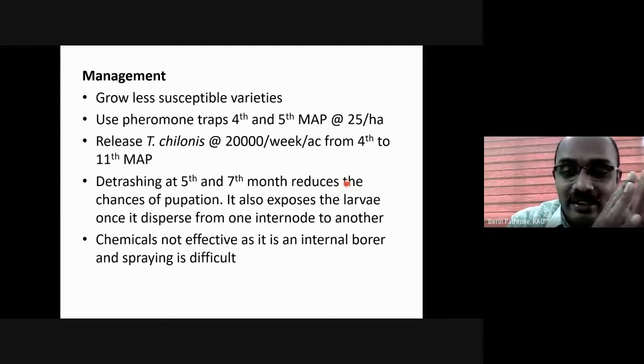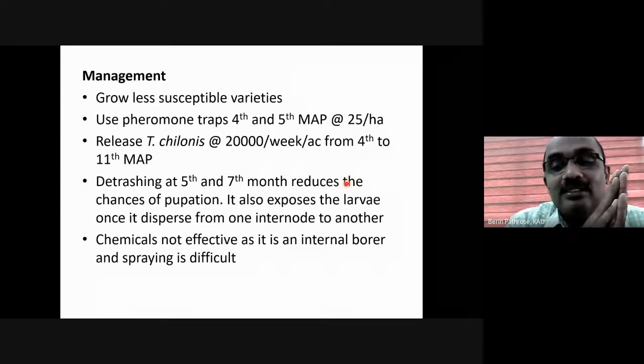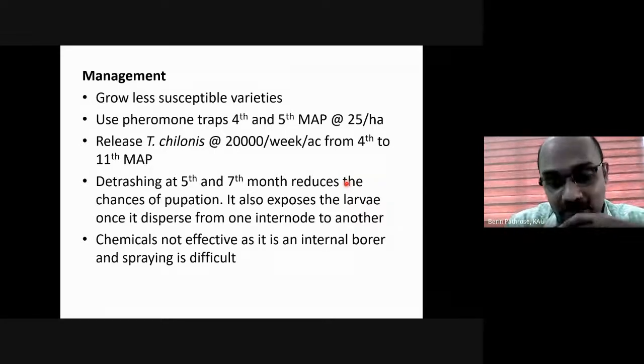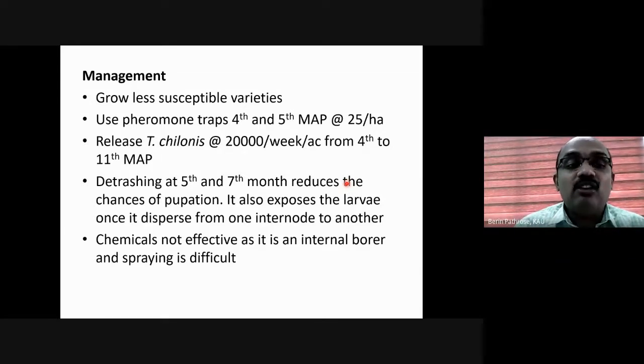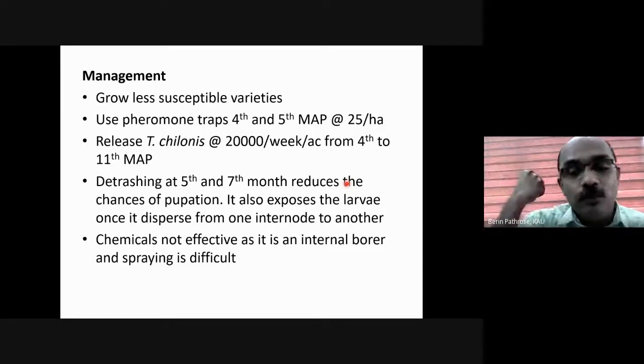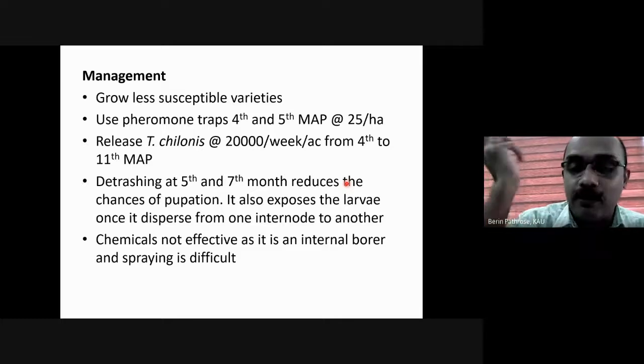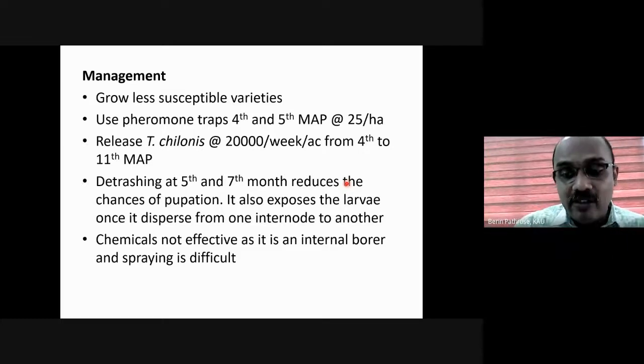So one key management practice is to detrash at the 5th and 7th month after planting. I told you in the last class what detrashing is: removal of the dried outer leaf. Once you detrash it, you are exposing the pupae to predation and parasitization, because the larvae will come out and pupate. So if we detrash, the pupae will be exposed to predation.